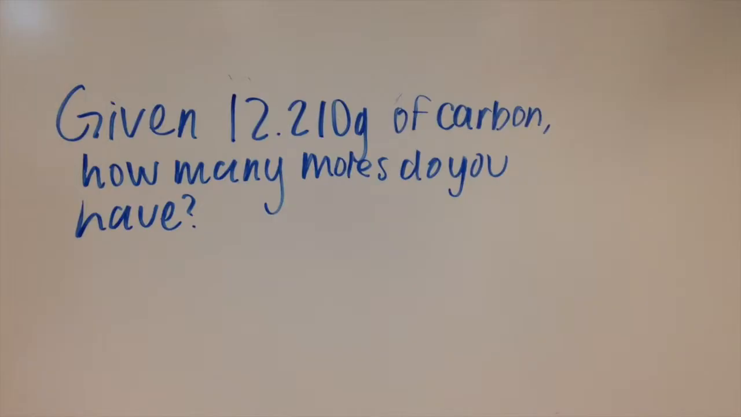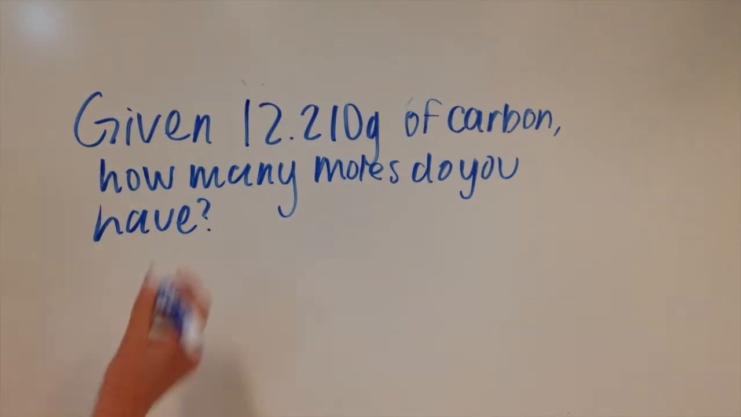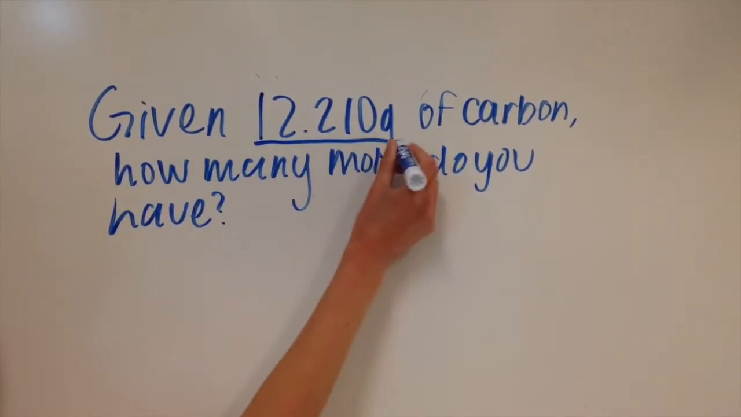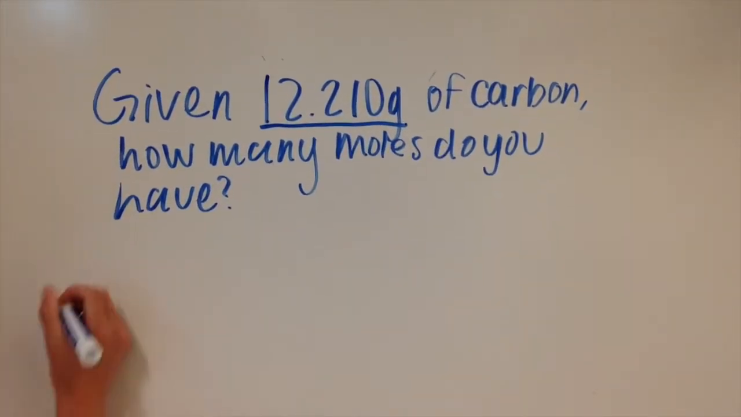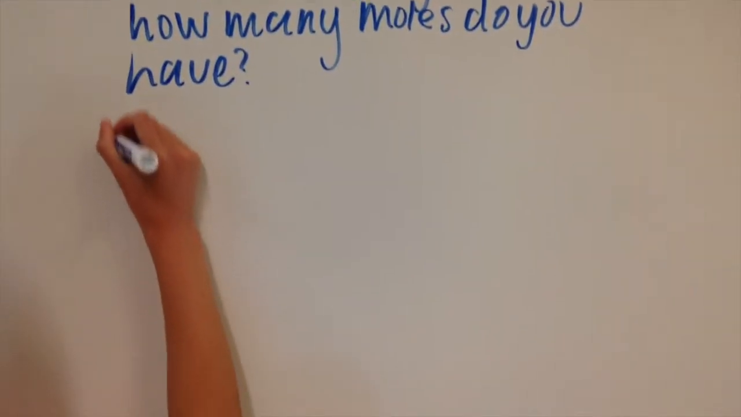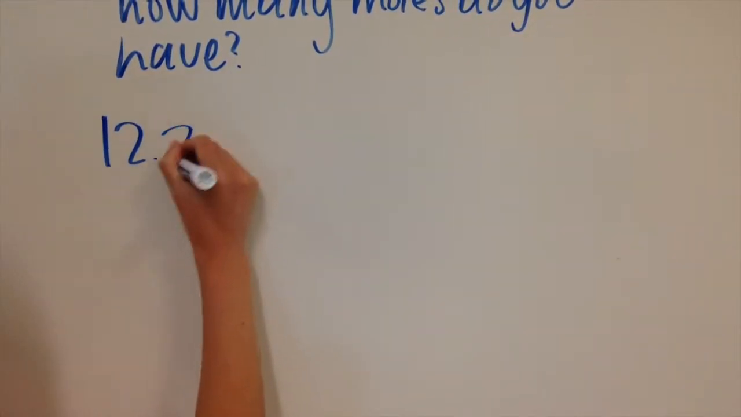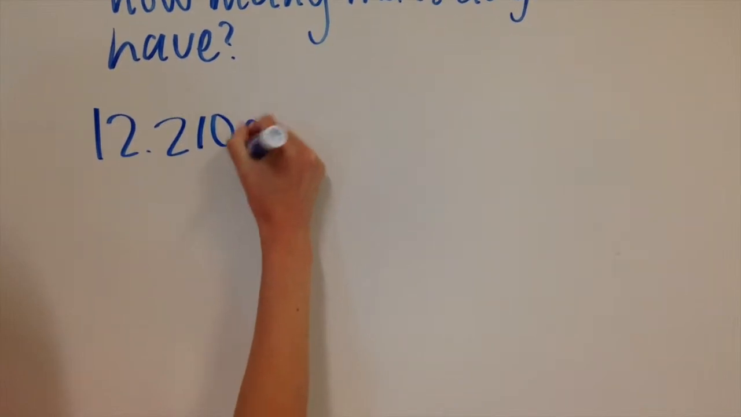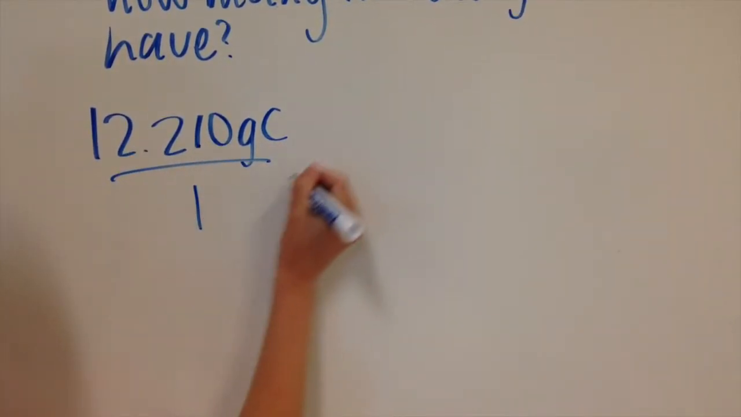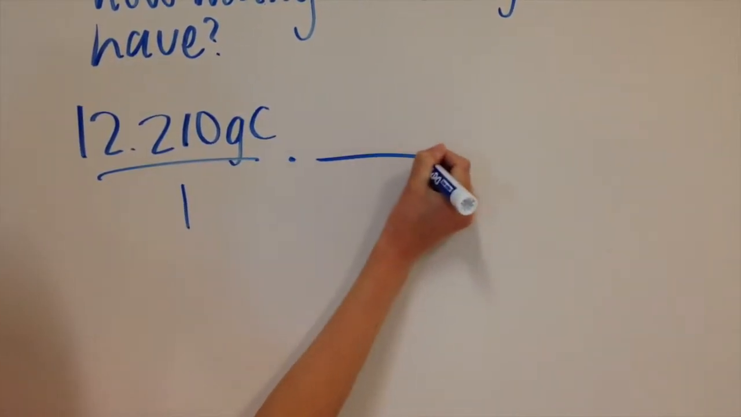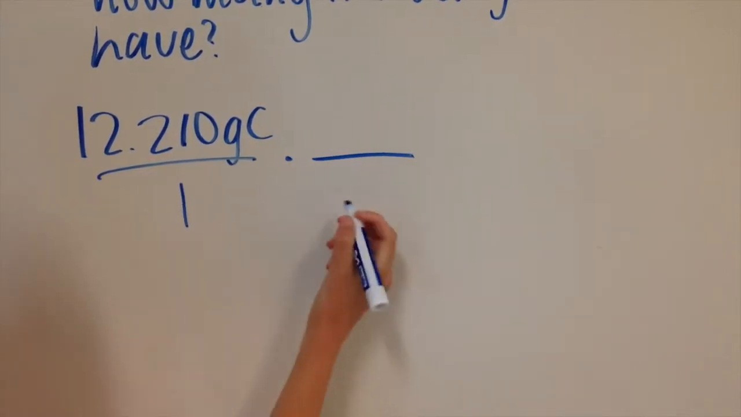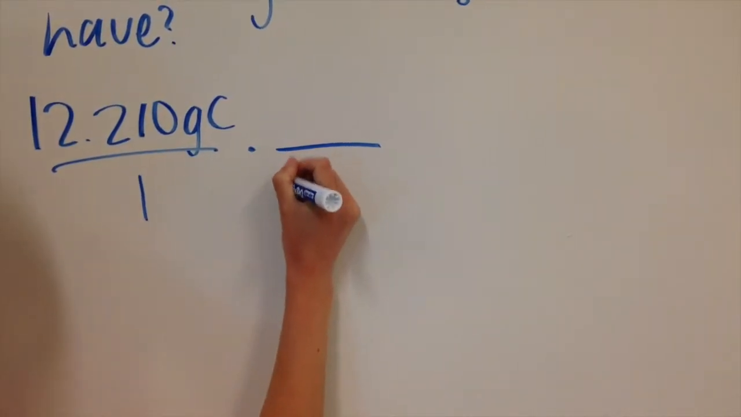So for our first problem, we're going to be going from grams to moles. And first you start with the given, which is 12.210 grams of carbon. And you're going to write that down. You're going to place that over 1. And now you're going to find the molar mass of carbon. And you're going to put that on the bottom because you want to cross out the grams.